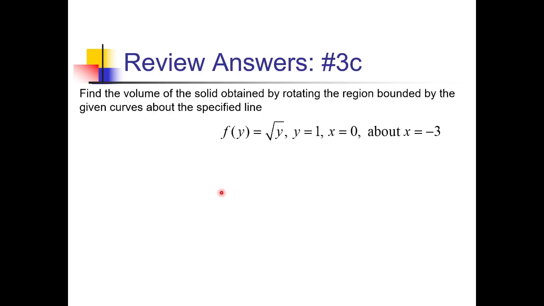On this problem, I'm trying to take the region bounded by f of y, y equals 1, and x equals 0, and get a solid of revolution, get the volume of that by rotating it around x equals negative 3. So let me graph all this out and see what we're dealing with.